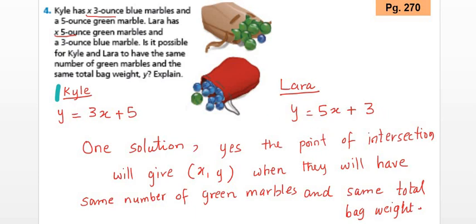From here we can clearly see that both the equations have different slopes. That's why we will have one solution. That means that if we have one solution, there is a point of intersection between the two lines, and this point will give us the x and the y coordinates. And if we substitute those x and y coordinates in these equations, there will be a situation when they will have the same number. That will be the situation where we will get the x value and the y value, where they will have the same number of green marbles and the same total bag weight.